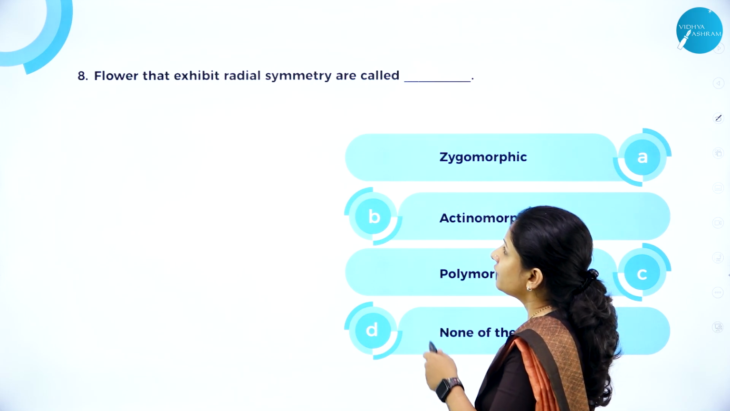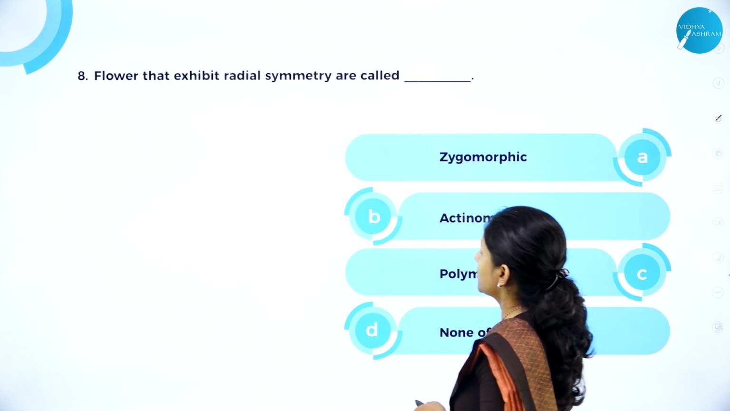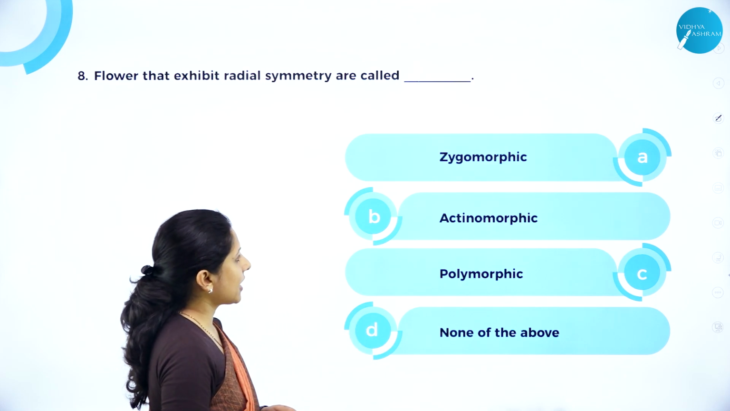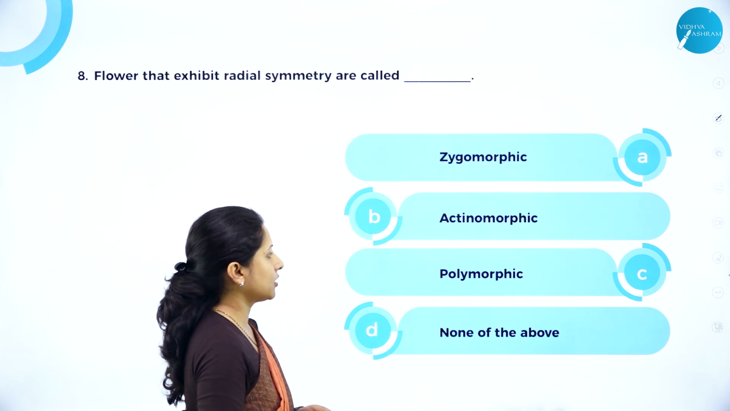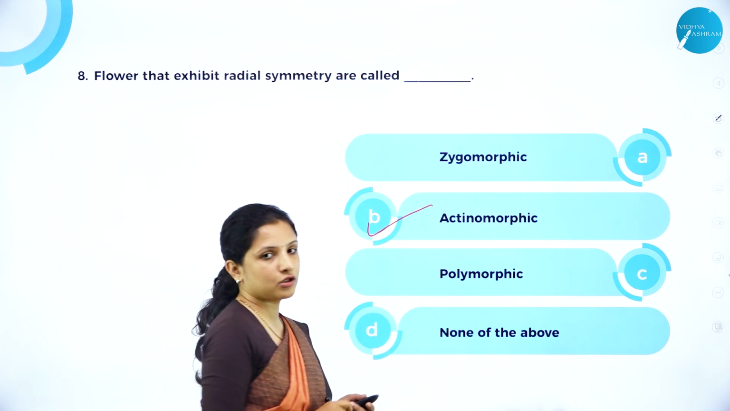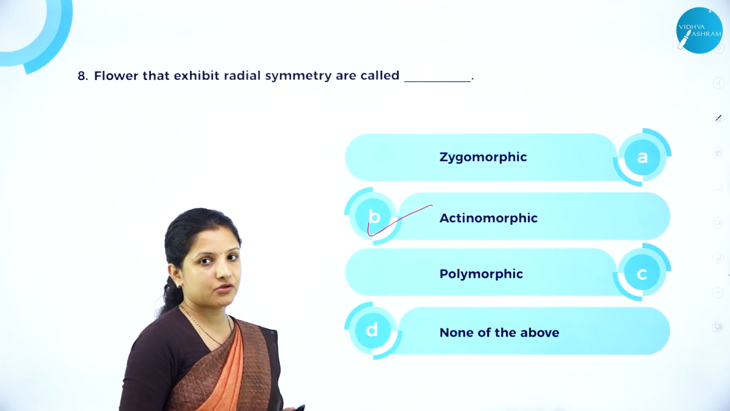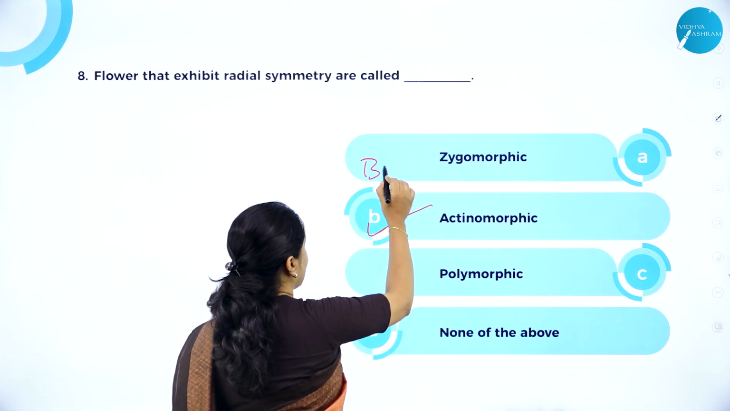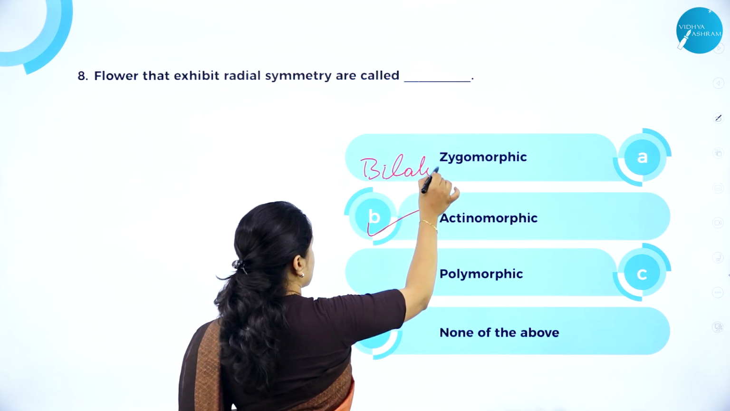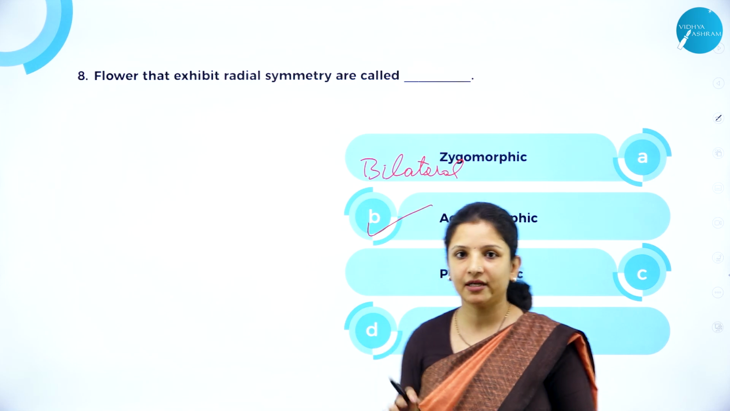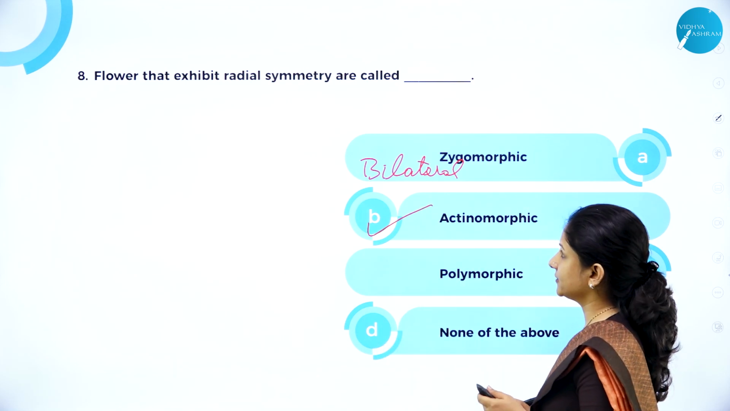Next question. Flowers that exhibit radial symmetry are called? Are they called zygomorphic, actinomorphic, polymorphic or none of the above? It is actinomorphic. So radial symmetry is actinomorphic. Bilateral symmetry is zygomorphic. And there is nothing like polymorphism. The word is there, but it is not apt for this answer.